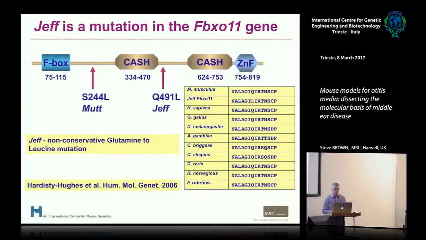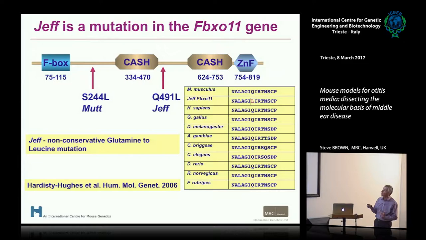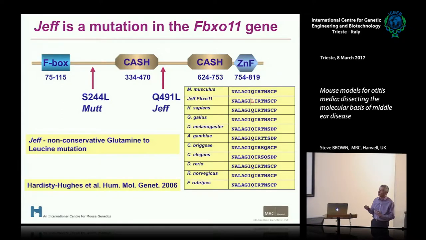So this turned out to be a mutation in a gene called FBOX11. And I'm not going to tell you much about this gene in detail, partly for reasons of time, but suffice to say that FBOX genes are genes that are responsible for protein turnover. They bring specific proteins to E3 ubiquitin ligase complexes for ubiquitination and protein turnover. And the Jeff mutation here was this non-conservative glutamine to leucine change in this part of the gene here. Here's the FBOX motif that is responsible for binding this protein to the E3 ubiquitin ligase complex. We in fact found another mutation in this gene, which is called MUT, but I'm not going to tell you much about that particular mutant.